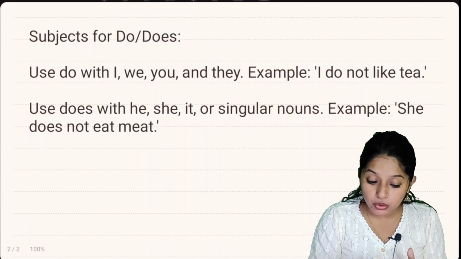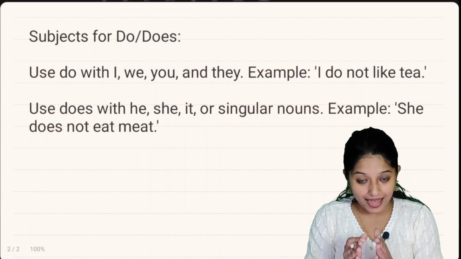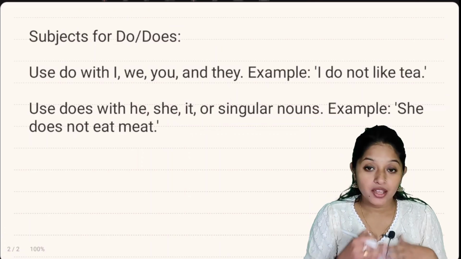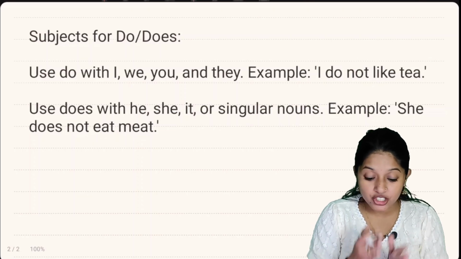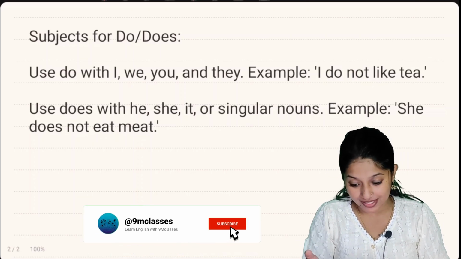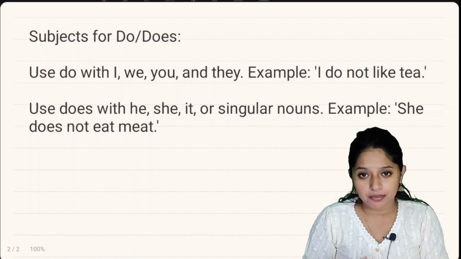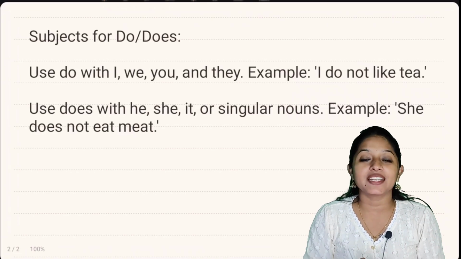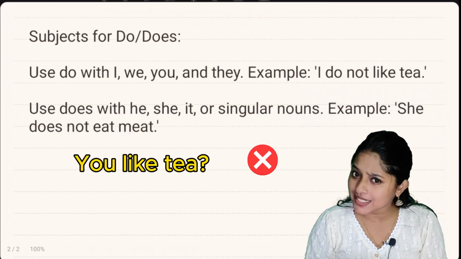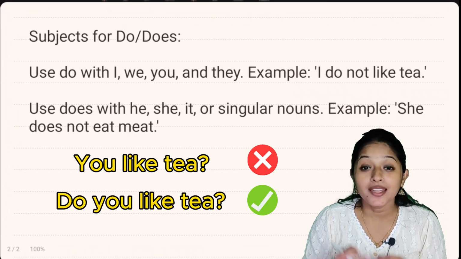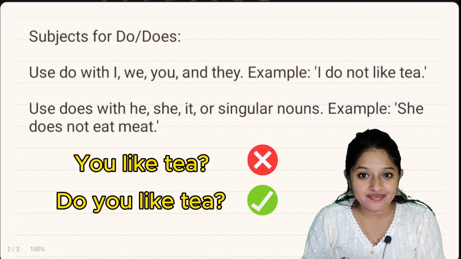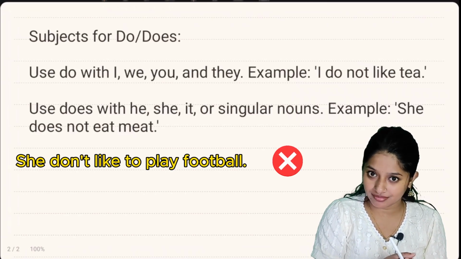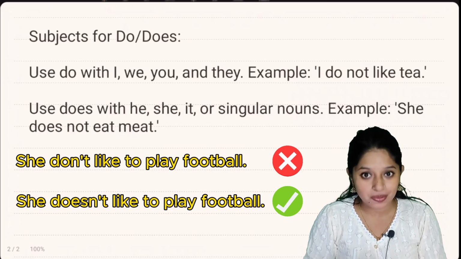Let's see the subjects where we can use do and does. We use do with I, we, you, and they. For example, I do not like tea. We use does with he, she, it, or with singular nouns. For example, she does not eat meat. Some common errors that I have seen while teaching. First sentence: "You like tea?" The correct form is: Do you like tea? Then: "She do not like to play football." The correct form is: She does not like to play football.